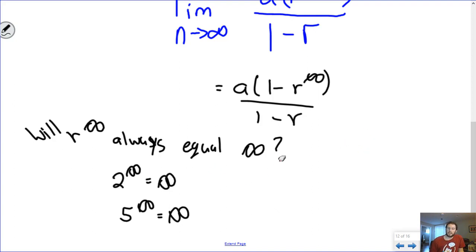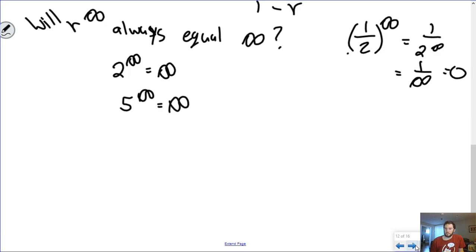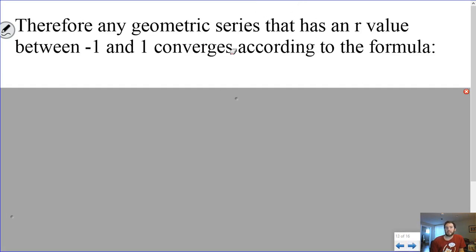So instead of doubling as our common ratio, maybe we're halving, or we're taking a third, right? What happens there is that if I take 1/2 to the power of infinity, that's 1 over 2 to the infinity. And we know that 2 to the infinity is infinity, we already established that over here. So 1 over infinity is 0. So when this r value is a fraction between -1 and 1, when we put that to the power of infinity, it actually becomes 0. So therefore, any geometric series that has an r value between -1 and 1 converges according to this formula.